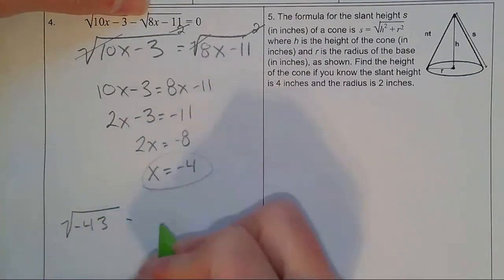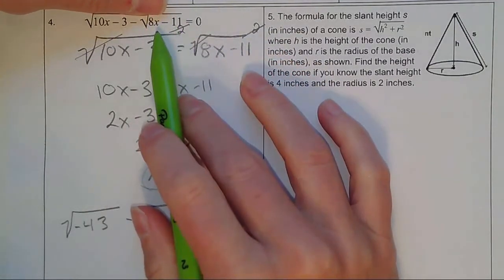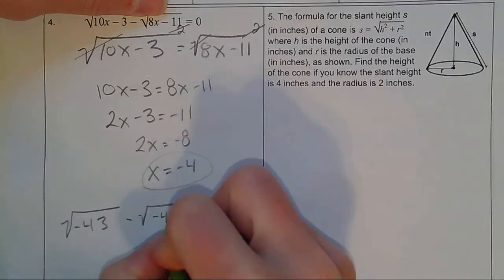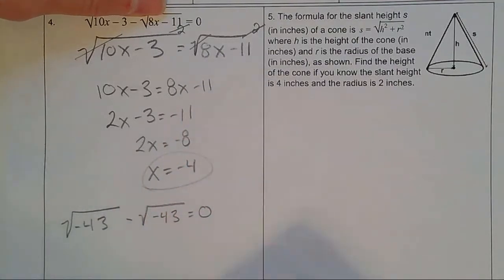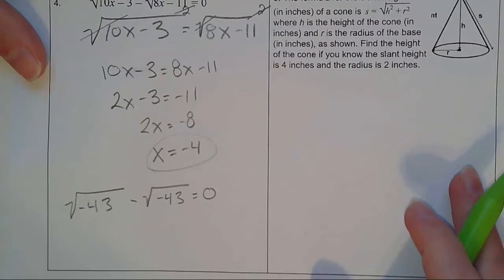Okay, minus square root 8 times negative 4 is negative 32. Negative 32 minus 11 is negative 43 equals 0. All right, square root of negative 43 is nothing. That is an irrational, that's actually, I'm sorry, an imaginary number.